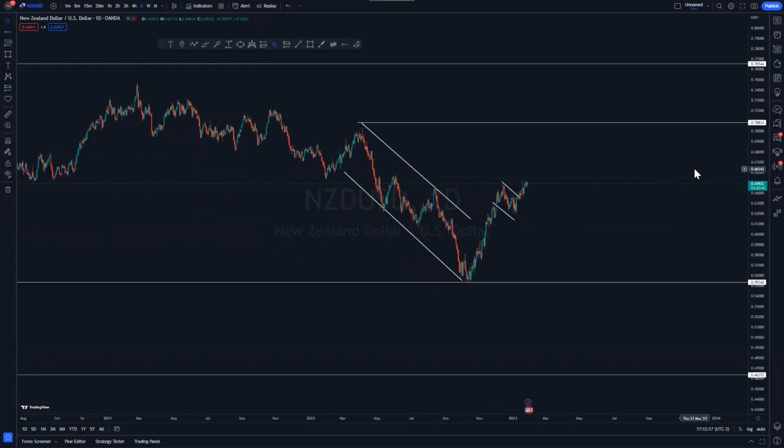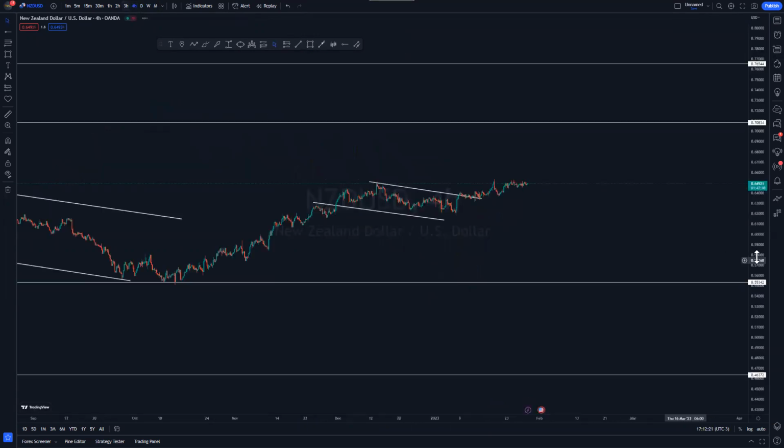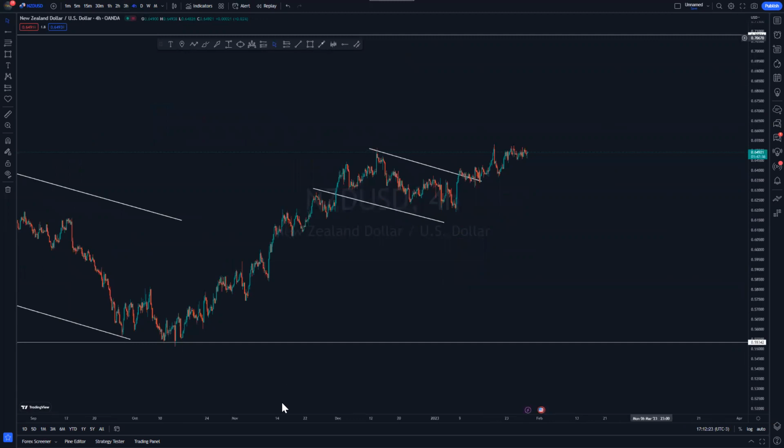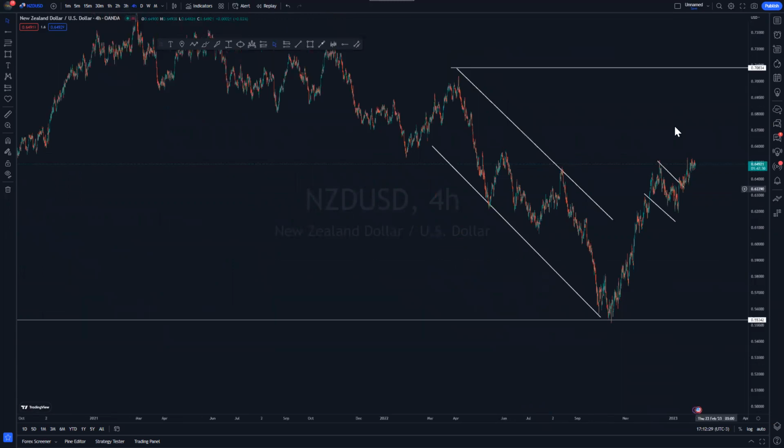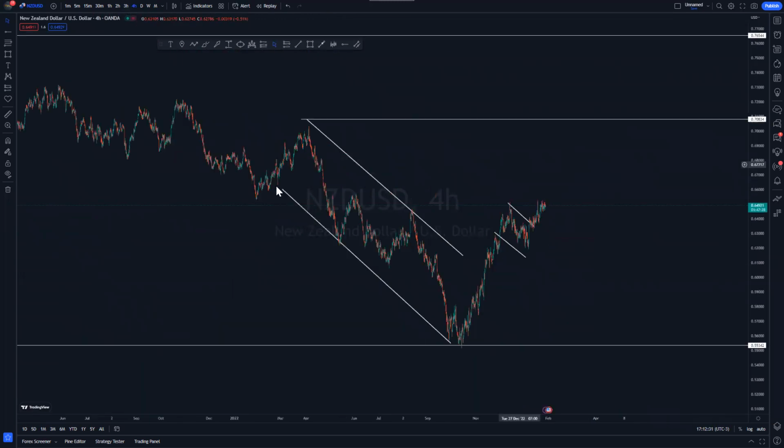So if you were looking at this pair, you need to know that this is what could happen, this is what can happen. That will really help you a lot. As you can see, we did break that level, and price is promising. We're gonna reach where we wanna reach.